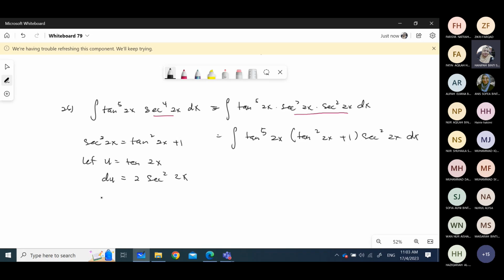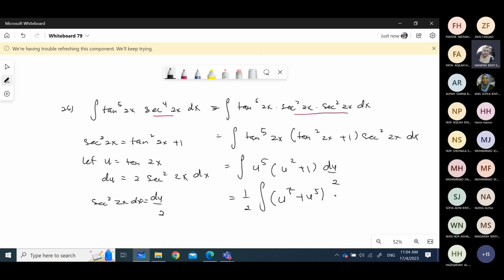Okay. So now secant squared of 2x dx is equivalent with du over 2. Okay, so you masukkan ni, gantikan tangent dengan u. Dan kita akan dapat u to the power of 5 multiply with u squared plus 1. So secant squared 2x dx is du over 2. Multiply with du over 2. So 1 over 2 is a constant. So you boleh buat ke depan ni. So kita expand. So we have u to the power of 7 plus u to the power of 5 du.